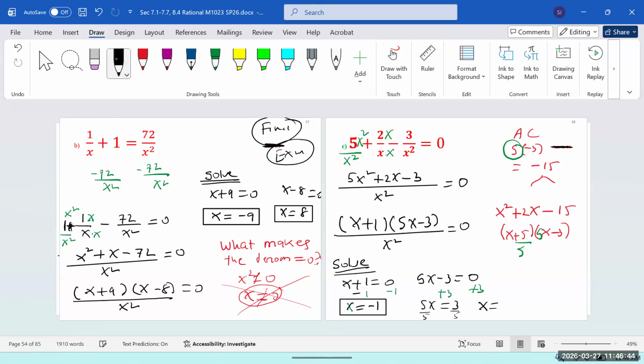So x equals 3/5. No, leave it alone. Excel, how do you find what makes the denominator 0? The denominator cannot be 0. So what is the denominator? Just look at the LCD. The LCD will give you the denominator. What is the LCD? x squared. So you don't want your x squared to be 0. So x cannot be what number? 0.